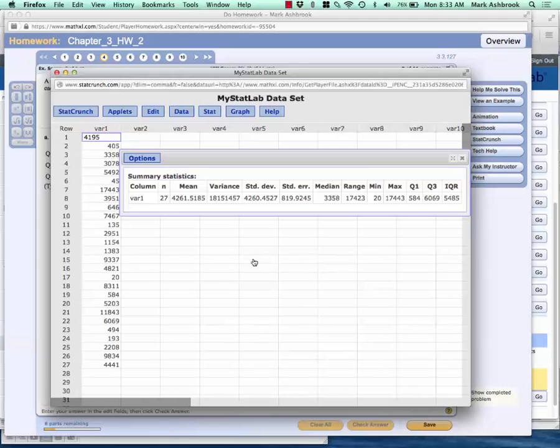So what I want you to do is find the lower and upper limits and create the box and whisker plot and identify any outliers. Okay?